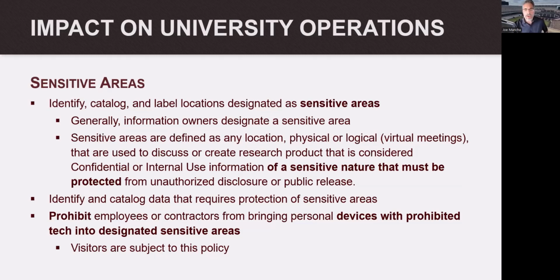So, if you have a need for a designated space, physical or logical, to discuss confidential or internal use information of a sensitive nature that must be protected from unauthorized disclosure, Section 3 of the regulation addresses the requirements for sensitive areas. It is up to the information owner to designate that space, identify, catalog, and label the location, identify and catalog the data that requires the protection of a sensitive area, and implement administrative controls prohibiting personal devices with prohibited technology from entering those sensitive areas. This last requirement applies to employees, contractors, and visitors.